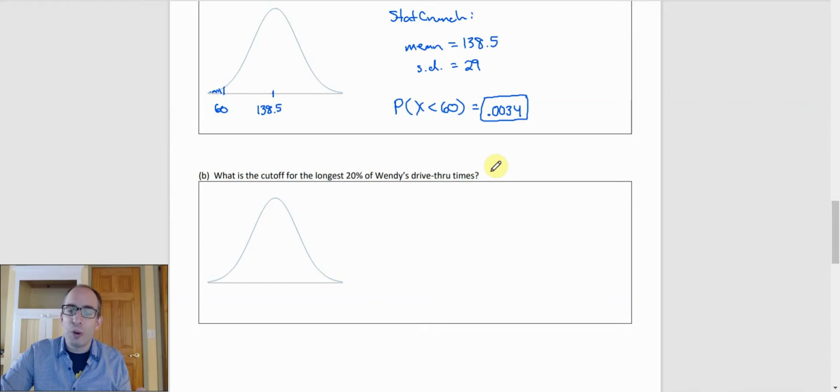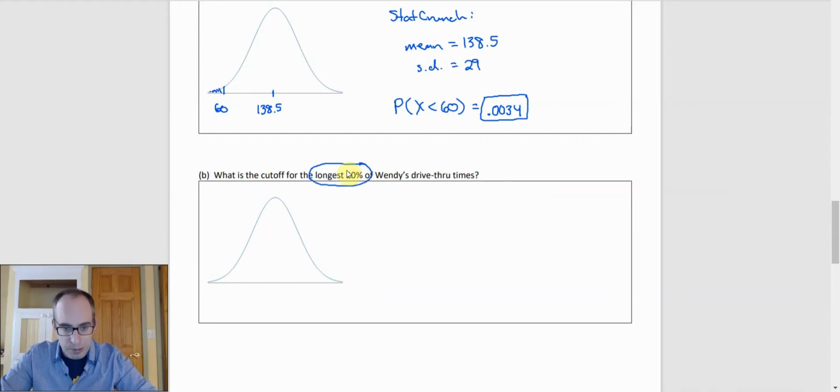And then, oh, look at this. This isn't a probability. What's the cutoff for the longest 20%? This is actually a percentile question, but notice it's the longest 20%. So that's going to be over here on the right. So what this is asking for is, that's our cutoff, so that's our x that we're trying to find, then the longest 20% should be longer than whatever x is. So you'd have a 0.20 up there. I guess you'd still have a 138.5 in the middle, and then there'd be a 0.80 into the curve back there, right? Because the 0.8 plus 0.2 will add up to 1.